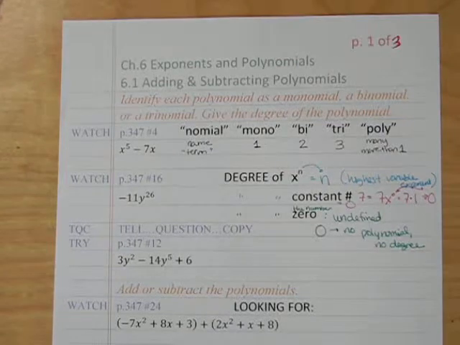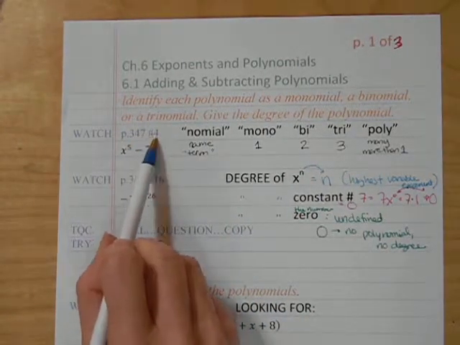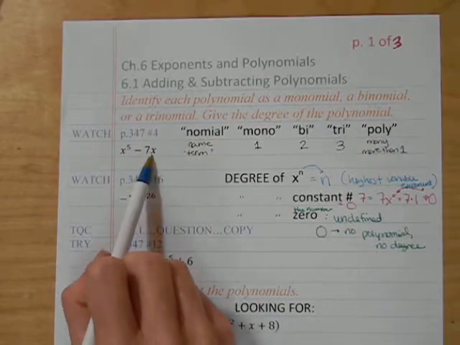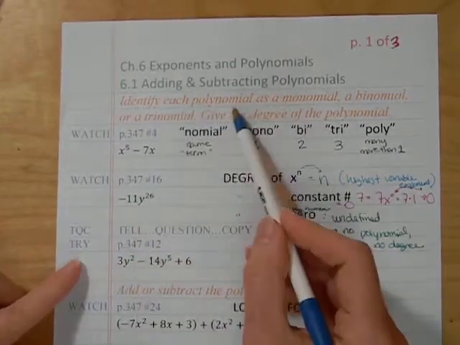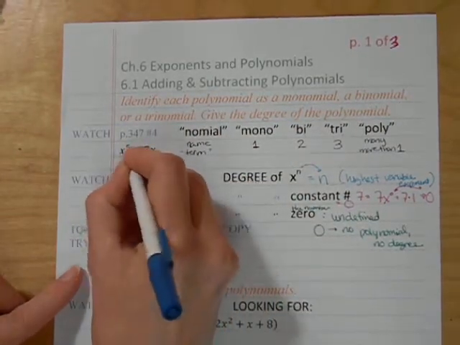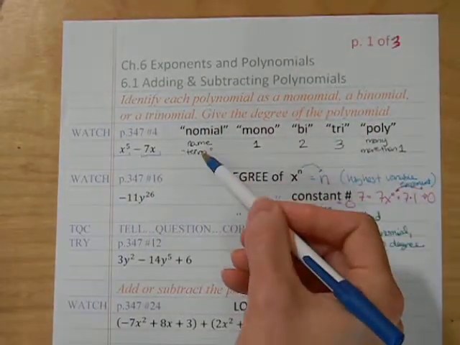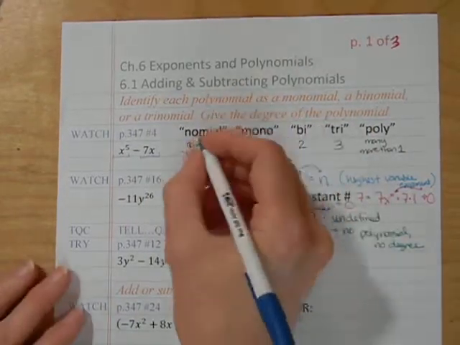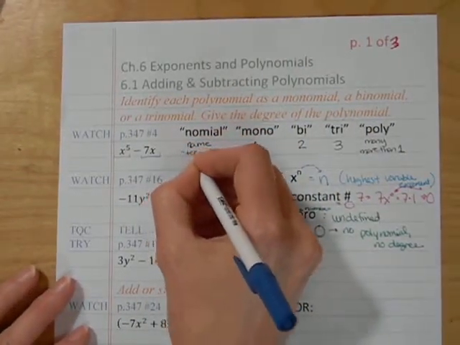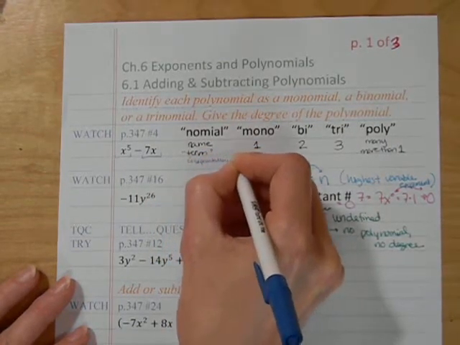Okay. So let's look at a couple examples here. On page 347, number 4, you have x to the 5th minus 7x, and you identify each polynomial as a monomial, binomial, or trinomial. We have two terms here, x to the 5th and 7x. Literally, terms mean anything separated by a plus sign.